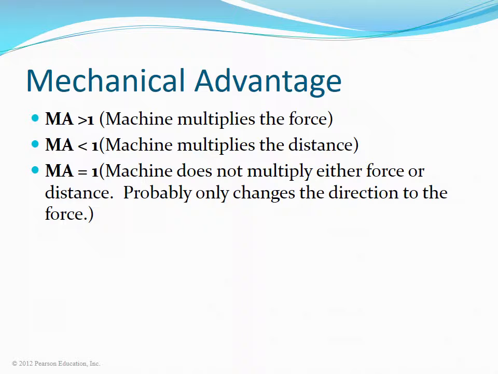If the mechanical advantage is greater than 1, the machine multiplies the force. If the mechanical advantage is less than 1, the machine multiplies the distance. If the mechanical advantage is equal to 1, the machine does not multiply either the force or distance. Probably the only thing it does is change the direction of the force.